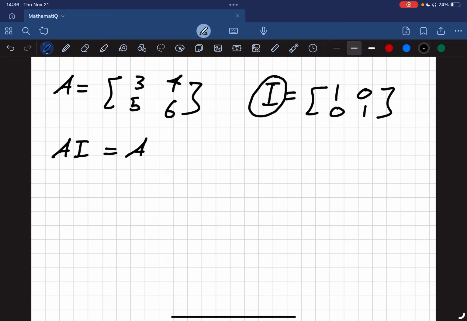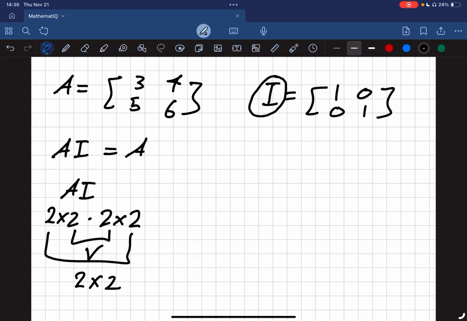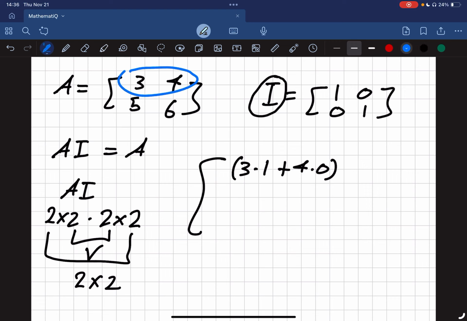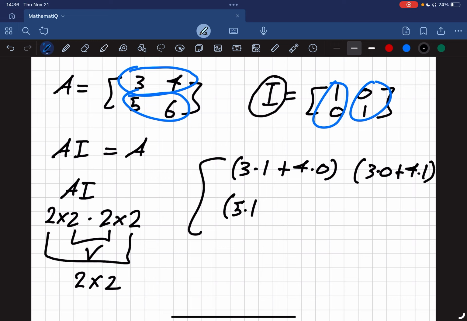And I'm going to go ahead and show you that this is true. So AI, we have a 2 by 2 multiplied by 2 by 2. Once again, you see that these two numbers match, so this exists, and the outer two numbers give you a 2 by 2 matrix. Then you're going to get 3 times 1 plus 4 times 0. Once again, I'm just going to show the orientation of going this way, row and column multiplication. Then you have 3 times 0 plus 4 times 1, and then 5 times 1 plus 6 times 0, and then 5 times 0 plus 6 times 1.